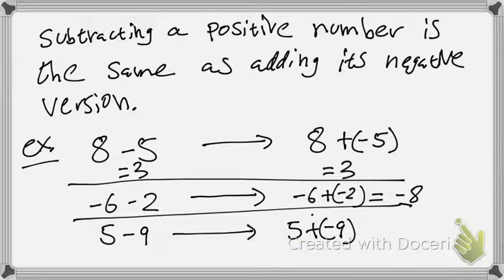Alright, now we do this just like we did at the beginning of class and last week. You do the bigger one, take away the smaller one. 9 take away 5 is 4. But since in this problem the bigger number is negative, the answer has to be negative 4.